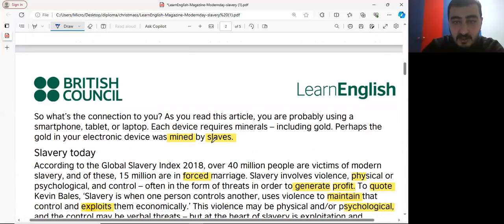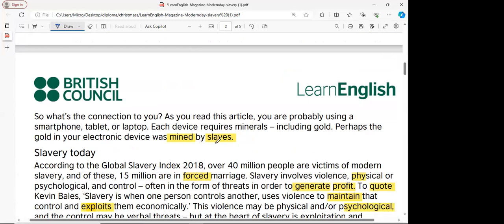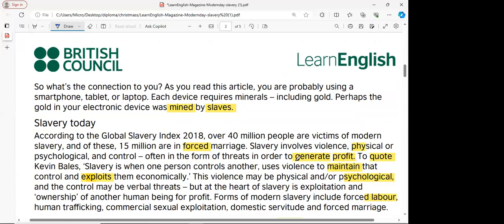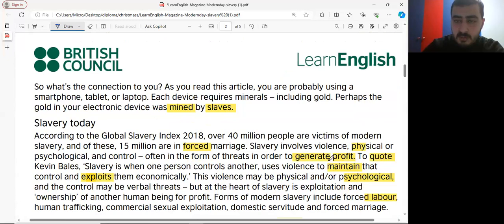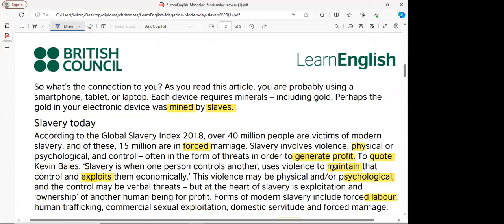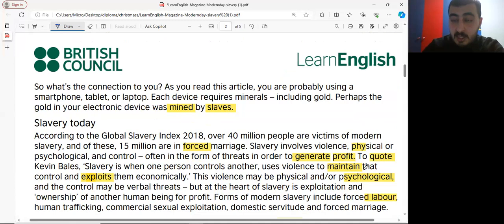Slavery. All right. Teacher, okay, slavery. Slavery. Good job. This one? Slaves. Slaves. Good job. Yes. This one? Generate. Generate. This one? Maintain. Maintain. Yes, maintain. Yeah, this one?